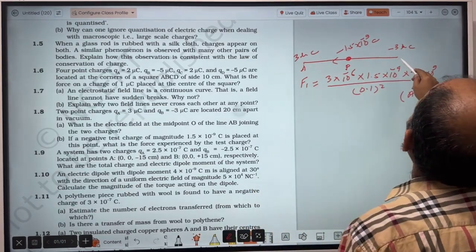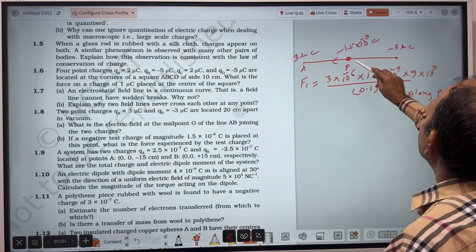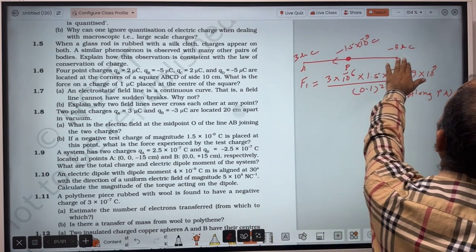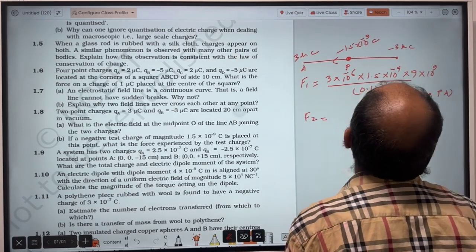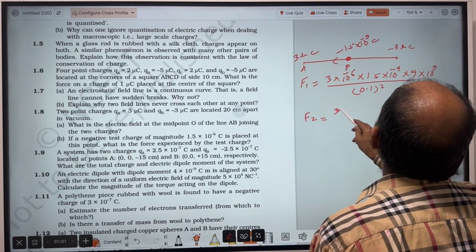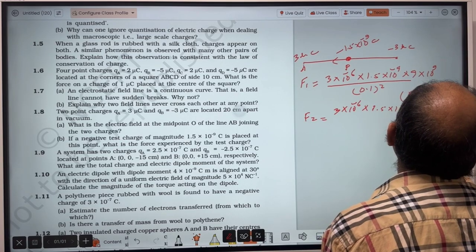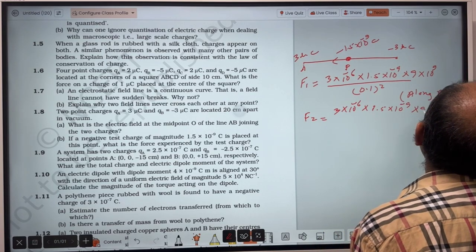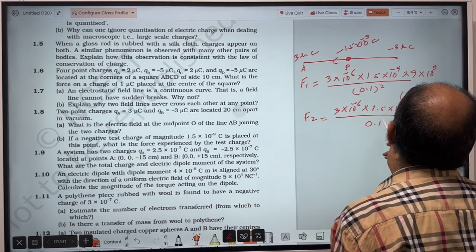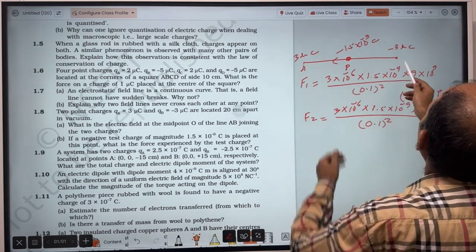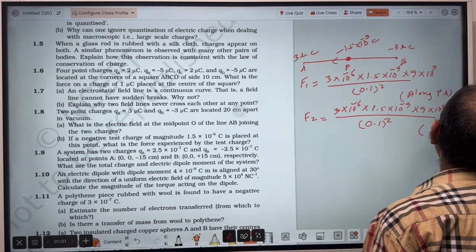Now here, if you keep this charge fixed and this charge is free to move, then because of repulsion it will move in this direction. So if you calculate F2, that will be equal to 3 into 10 to the power minus 6 into 1.5 into 10 to the power minus 9 into 9 into 10 to the power 9 divided by 0.1 square, and its direction will also be, suppose you write here B, along BP.